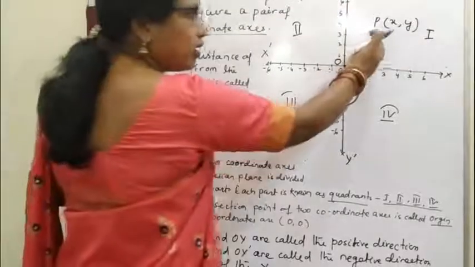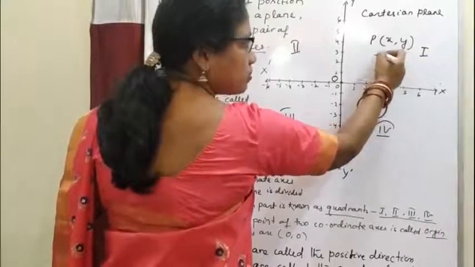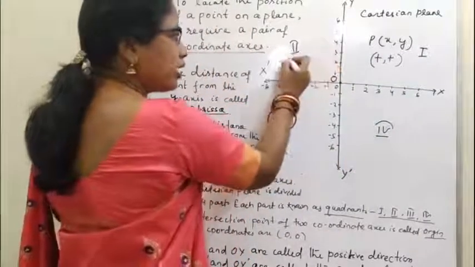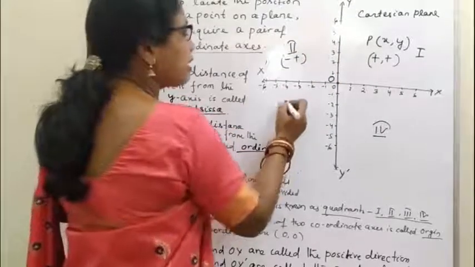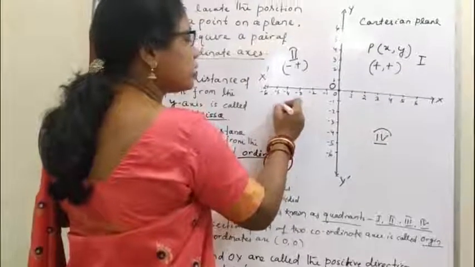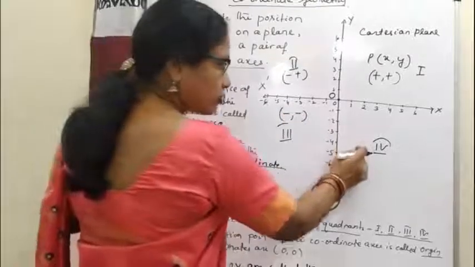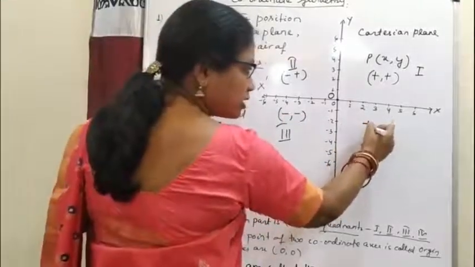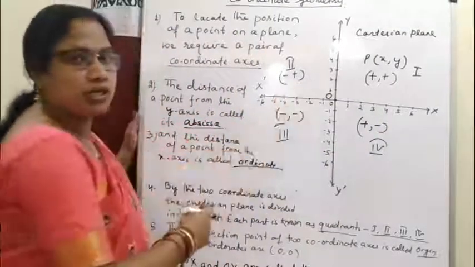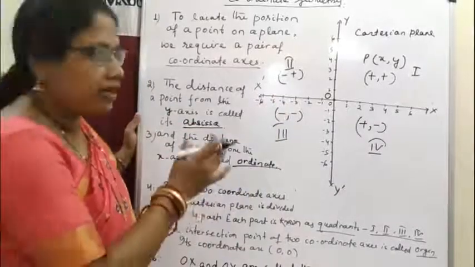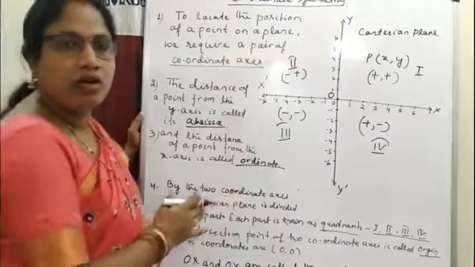Here in the first quadrant, the x coordinate is positive and the y coordinate is positive. In the second quadrant, the x coordinate is negative but the y coordinate is positive. In the third quadrant, the x coordinate is negative and the y coordinate is also negative. In the fourth quadrant, the x coordinate is positive and the y coordinate is negative. So by using these properties, we can locate the position of any point in a Cartesian plane. The whole plane is known as the Cartesian plane or coordinate plane.